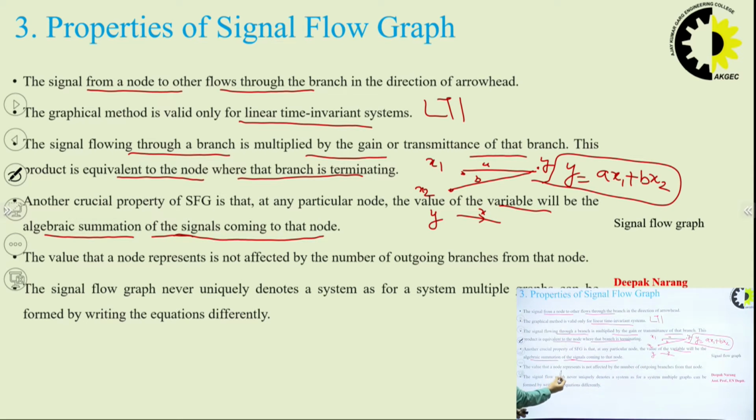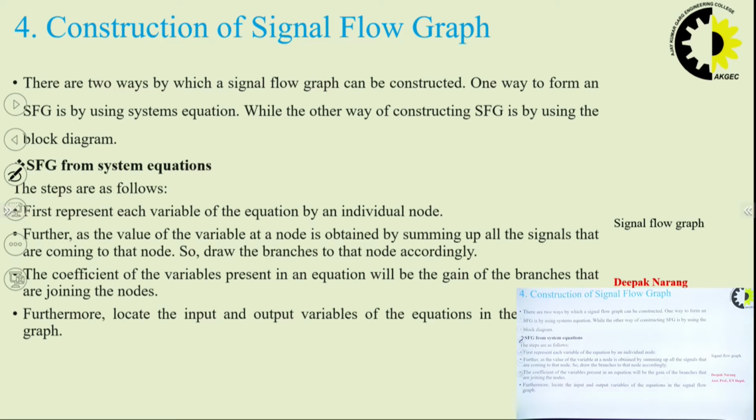The value that a node represents is not affected by the number of outgoing branches from that particular node. The signal flow graph never uniquely denotes a system, as for a system, multiple graphs can be formed by writing the equations differently. So, there is no uniqueness in the graph because there may be multiple graphs which may indicate a system. Next is, how can we construct a signal flow graph?